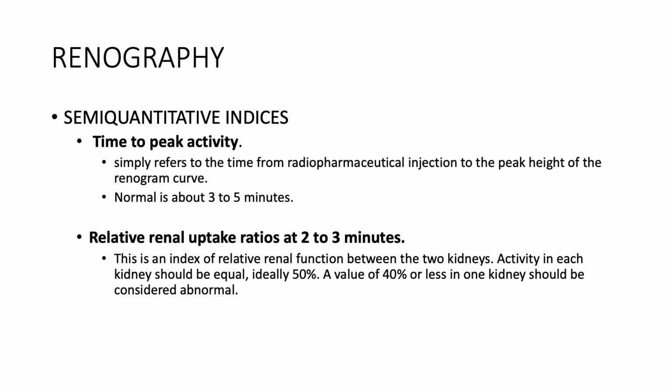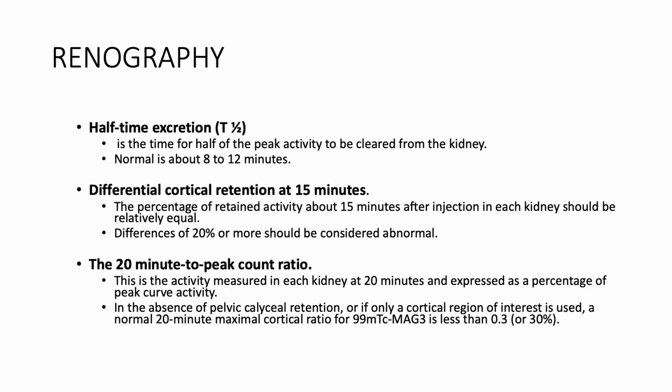The relative renal uptake ratio at 2 to 3 minutes, this is the index of relative renal function between the two kidneys. Activity in each kidney should be equal, ideally 50%. A value of 40% or less in one kidney should be considered abnormal. Half-time excretion or T-half is the time for half of the peak activity to be cleared from the kidney. It is around 8 to 12 minutes.